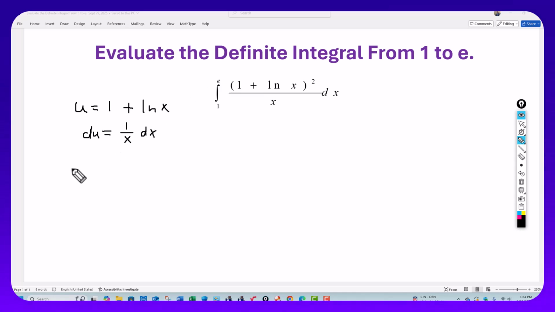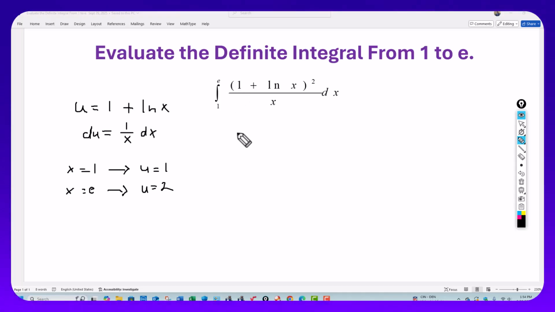So when x is equal to 1, put a 1 there. Natural log of 1 is 0, so u is equal to 1. For the upper limit, x is equal to e. Now in terms of u, go back to the substitution and put an e here. Natural log of e, the base is e here, so this would be 1. 1 and 1 are 2, so this would be u equal to 2.